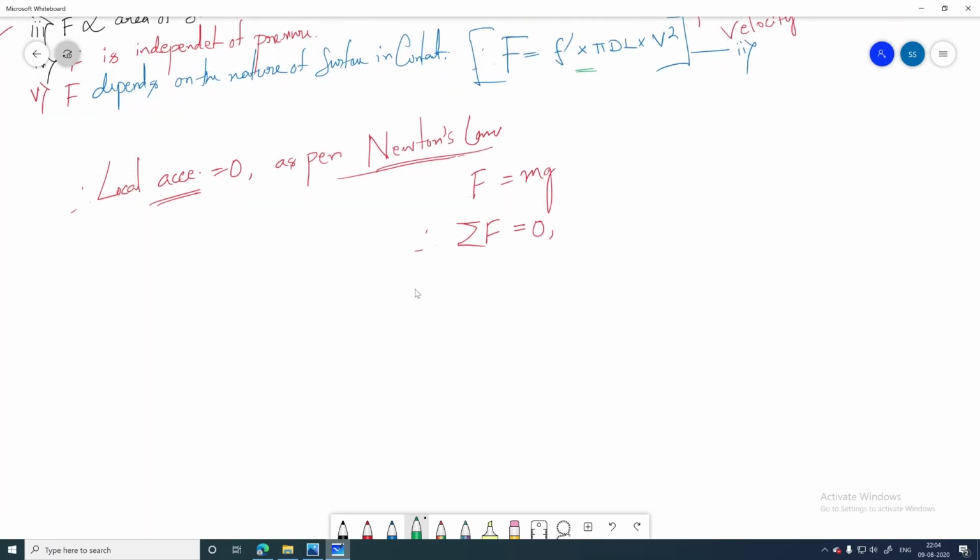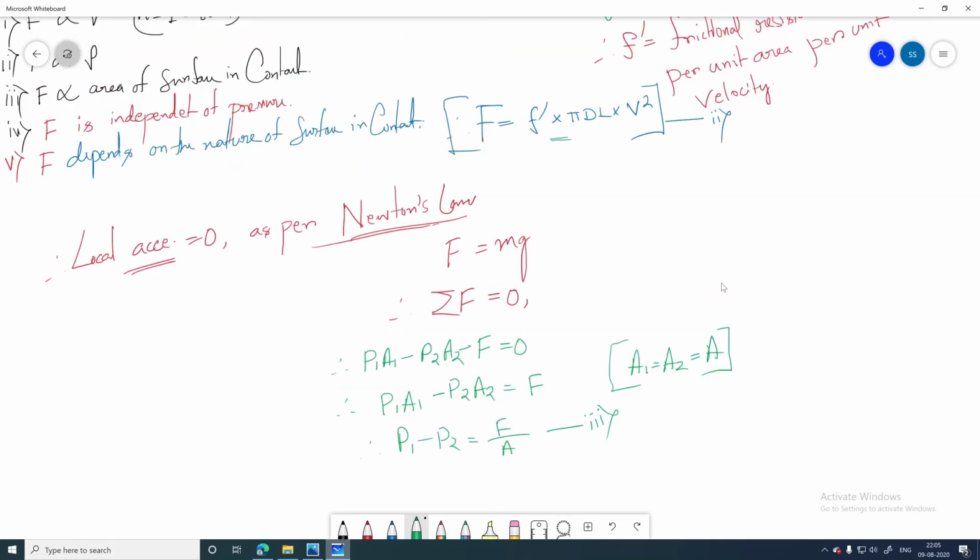So we can write that P1 A1 minus P2 A2 minus F equals 0, right? Now we just solve this equation. P1 A1 minus P2 A2 equals F, right? And we also know that A1 equals A2, so just consider A1 equals A2 equals A. So we can write here P1 minus P2 equals F by A. Okay, now give it equation number 3.